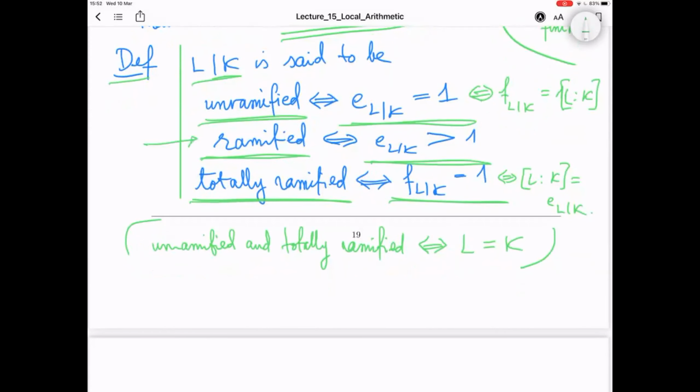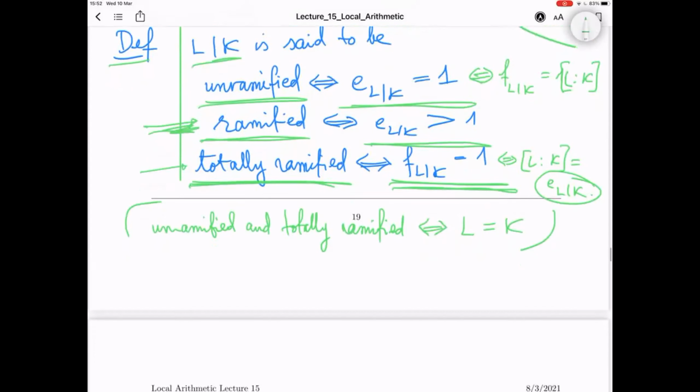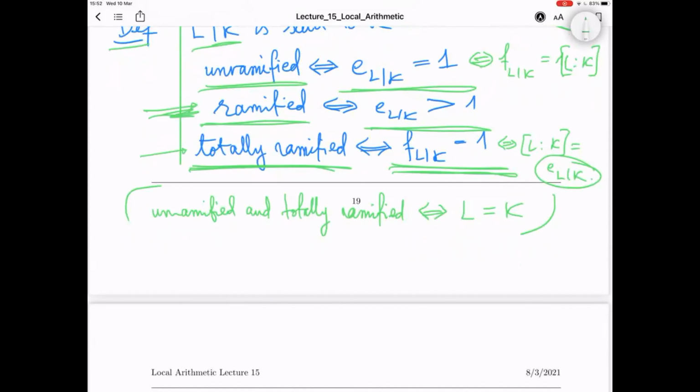If it is ramified, I want to say that if it's totally ramified, doesn't mean that it's ramified. Because totally ramified simply says that the residual degree is equal to 1. It doesn't say anything about the ramification index.